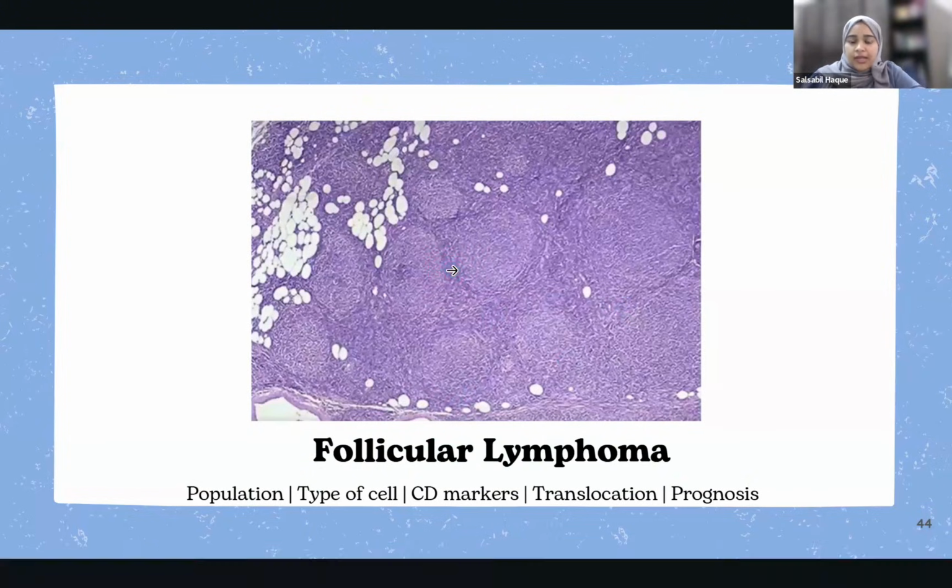Basically what this translocation does is it causes an overexpression of BCL2. So what is BCL2? It is an anti-apoptotic gene. So if you have overexpression of something that is anti-apoptotic, cells that are supposed to die or are defective are not dying, right? So you have proliferation of these cells, in this case B cells. Okay, so this is follicular lymphoma.